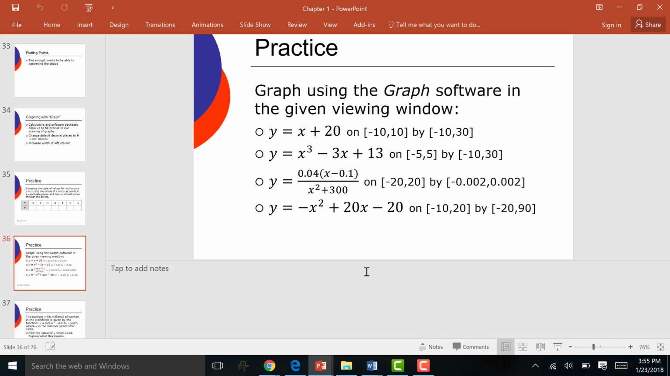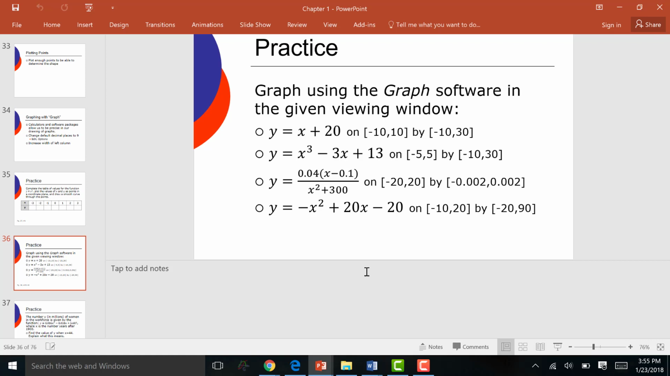Your turn. You've got 4 bullets with 4 equations. What we want you to do is actually go to Desmos, type each one of them, and they give you the X and Y values they want you to plug in. So for the X-axis for the first one, you're going to put in -10 to +10. For the Y-axis, you're going to do -10 to +30. For the first equation. Once you've got the first equation and you can see the graph on the screen, go to the second bullet and type in the second equation, and you've got your X-axis from -5 to +5, and your Y-axis is -10 to +30.